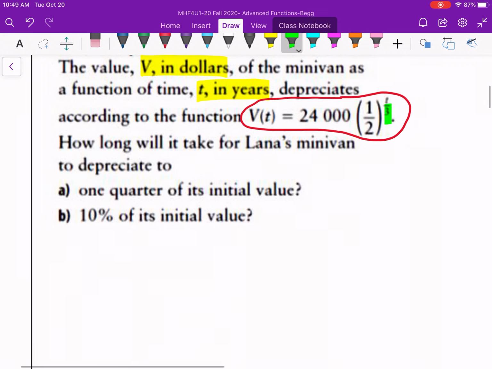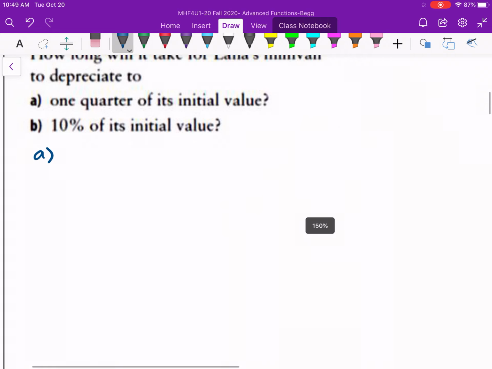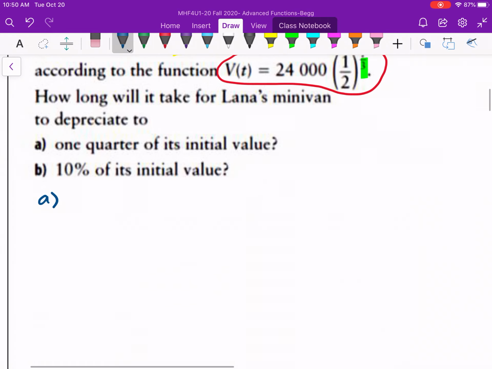So how long will it take for Lana's minivan to depreciate to 1/4 of its initial value? Well, 1/4 of its value is actually just cutting it in half twice, isn't it? So just through that little mental exercise, we could probably predict it's going to take 6 years to cut it to 1/4 of its initial value. But let's actually plug the numbers in so that we can play with them a bit and confirm this. So 1/4 of the initial value is $6,000, right?